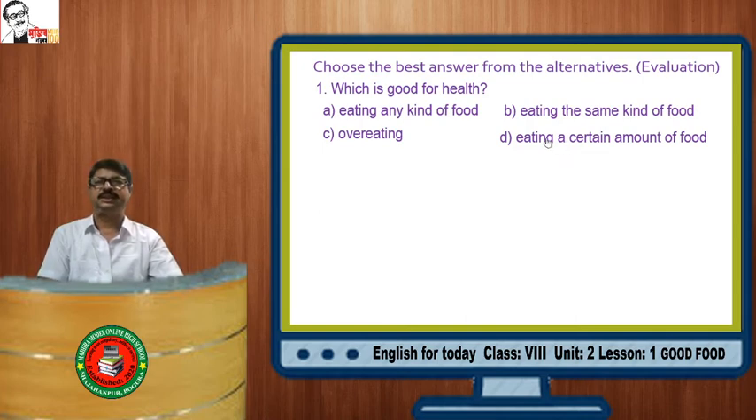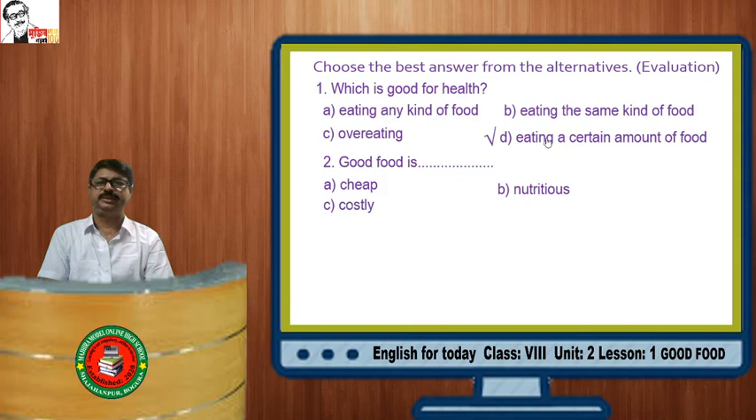The correct answer is option D. Eating a certain amount of food. Question number 2. Good food is dash. Options are A. Cheap. B. Nutritious. C. Costly. And D. Expensive. The correct answer is option B. Nutritious.